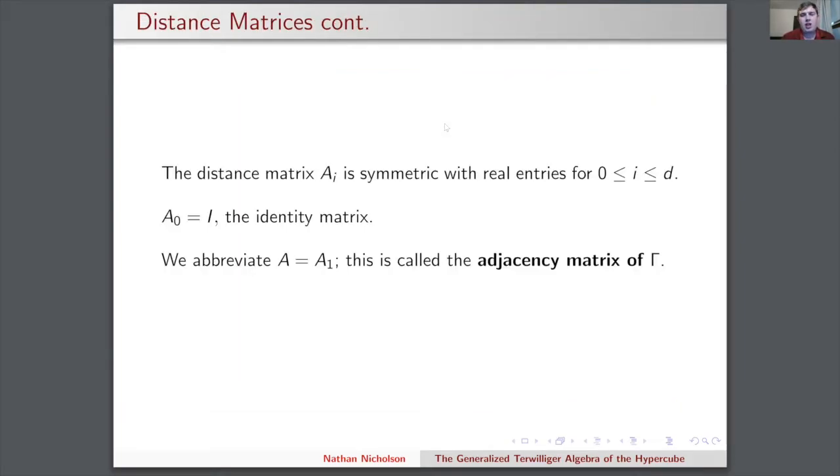So the distance matrix Ai is symmetric with real entries for i going from 0 to D. A0 is equal to the identity matrix. We saw that in the example. Turns out that's always the case. And A1, we'll pay special attention to A1. So we'll abbreviate it by A, and this is just called the adjacency matrix.